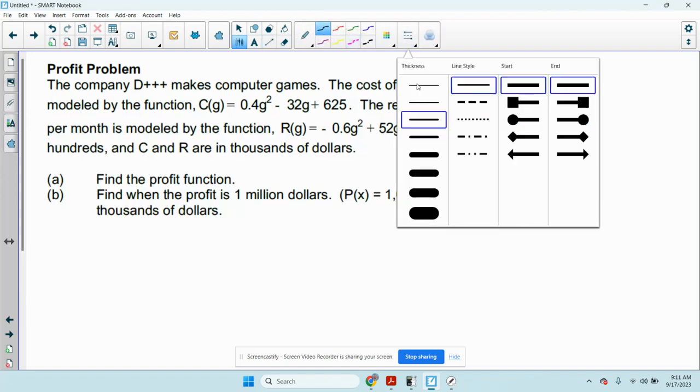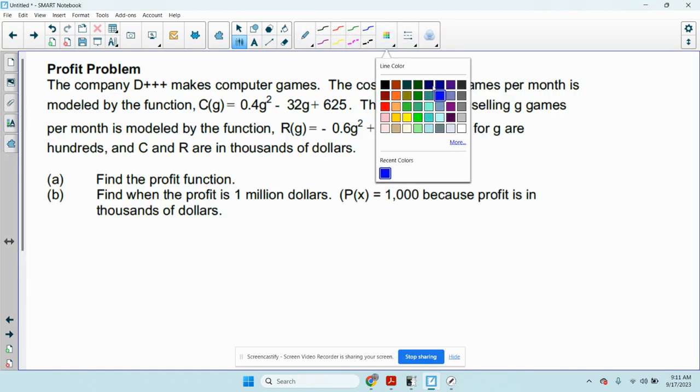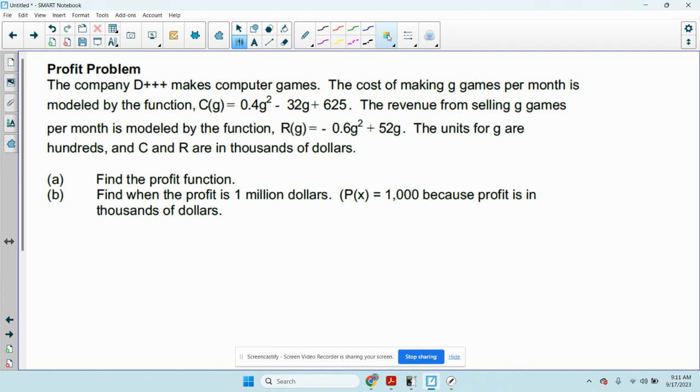All right. So it says here the company D+++ makes computer games. The cost of making G games per month is modeled by this function. That's the cost function. The revenue from selling G games per month is modeled by this function. The units for G are hundreds and C and R are in thousands of dollars.